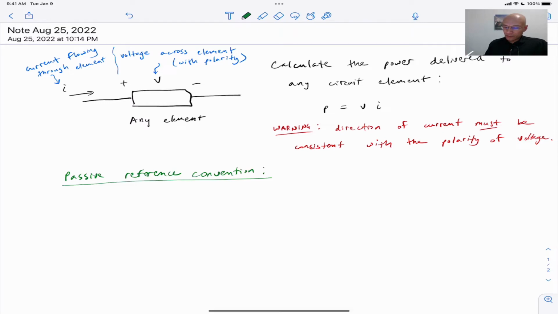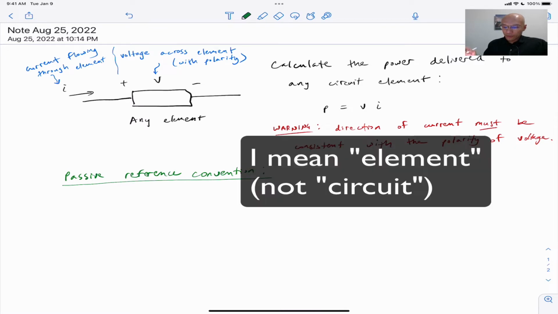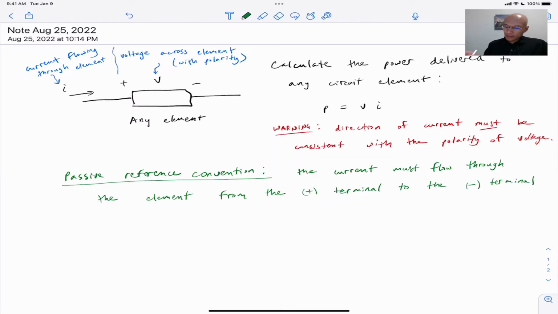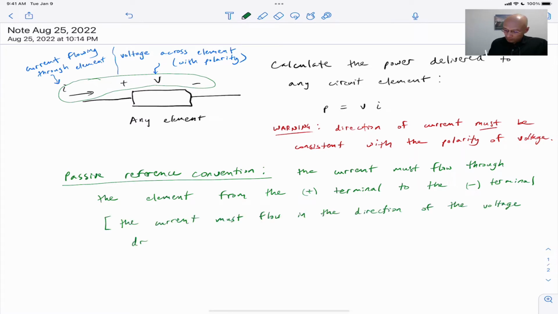What is the passive reference convention? That states that the current should flow through the circuit from the plus side of the voltage to the minus side. And that's exactly what we have up here: the current enters the plus node of the defined voltage polarity first, and then flows through the device to the minus side as defined. Another way to say this is that it's the current flowing in the direction of the voltage drop, that is, from plus to minus.